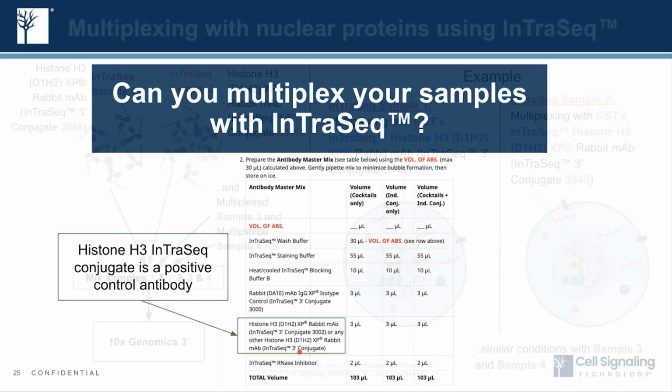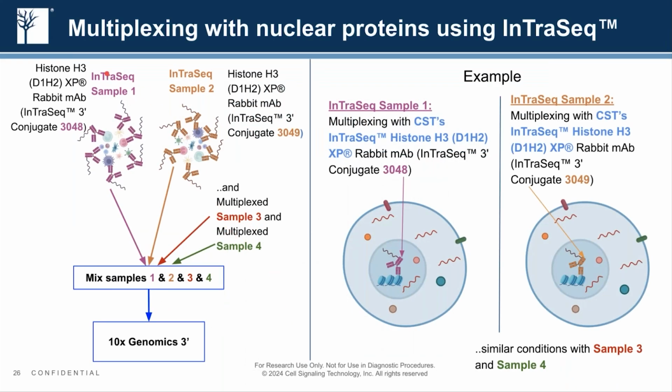So assuming that this sample 1 you process with the InTraSeq protocol, this sample 1 was labeled with the histone H3 conjugate 3048, which has a unique DNA sequence and a DNA barcode. You do the InTraSeq with that histone antibody. However, in parallel, you could take sample 2 and process it with the InTraSeq protocol. However, instead of using this conjugate, use another histone conjugate with a different DNA barcode, and so on with sample 3 and sample 4.